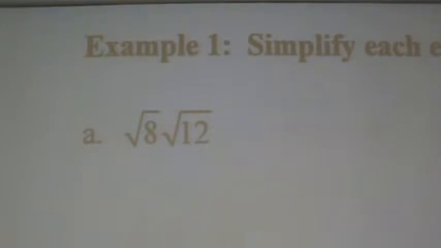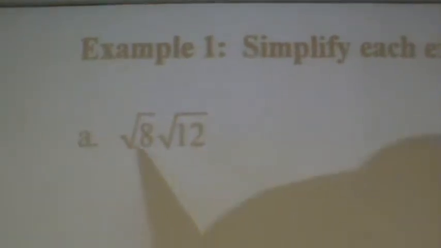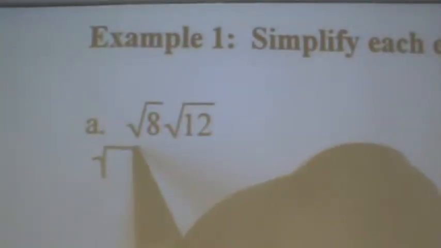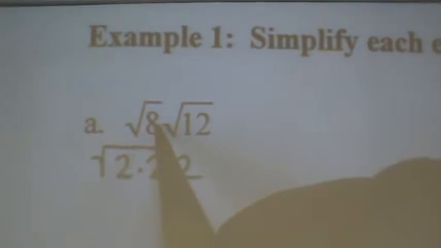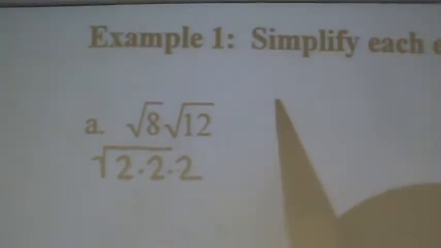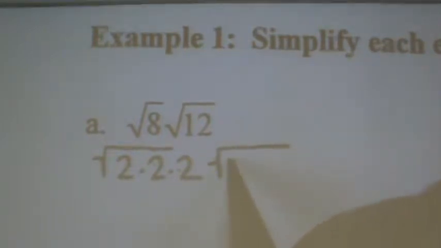How do you multiply 2 radicals? What is the index on this problem? It says the square root of 8 times the square root of 12. Can you break up 8? 8 is 2 times 2 times 2, right? Yes. How do you break up 12? 2 times 2 times 3, right?